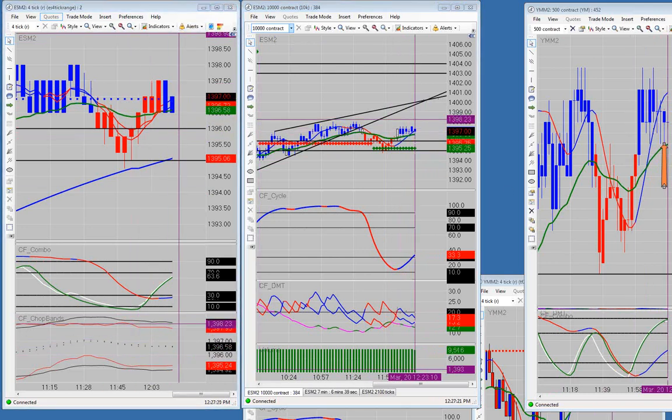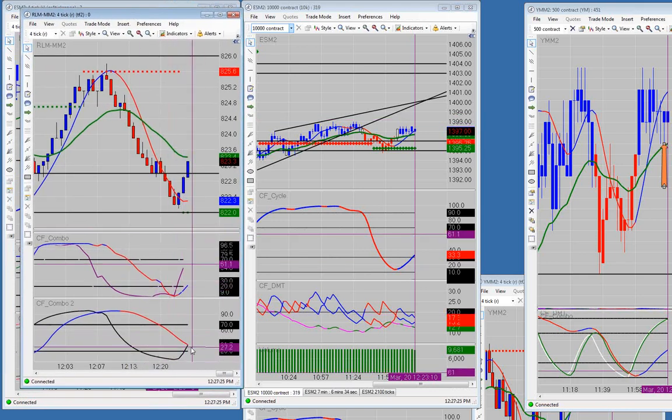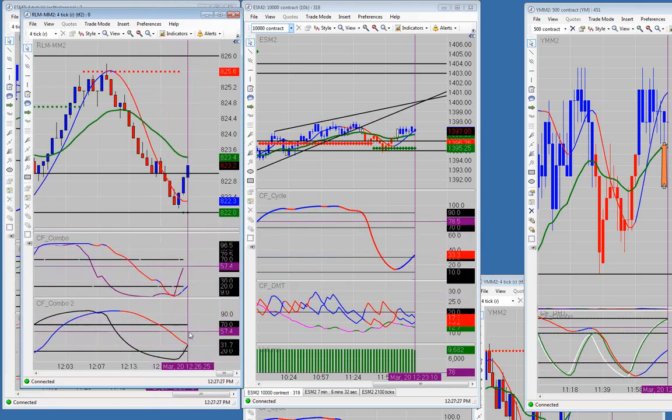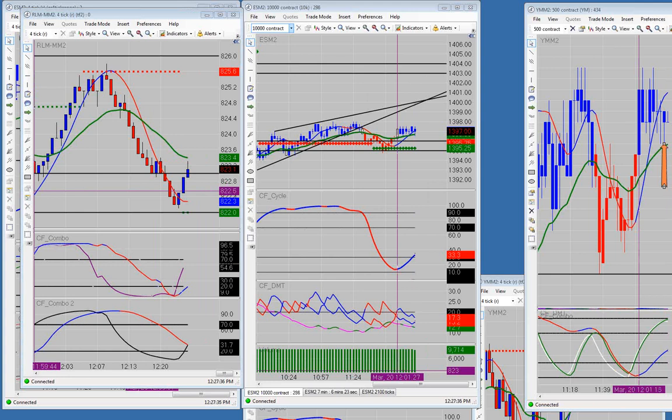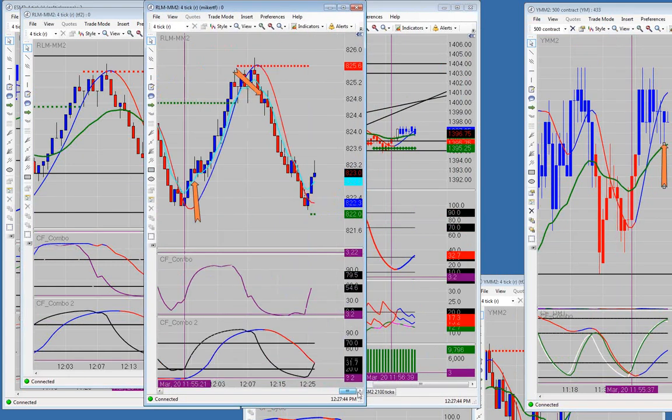I'll slide the Russells over. We almost have bearish divergence here, but it's going right into a weekly trading zone, so there's not really anything to look at right there. And there's one more Russell chart that I want to take a quick look at, because this is the one that trades all the time.